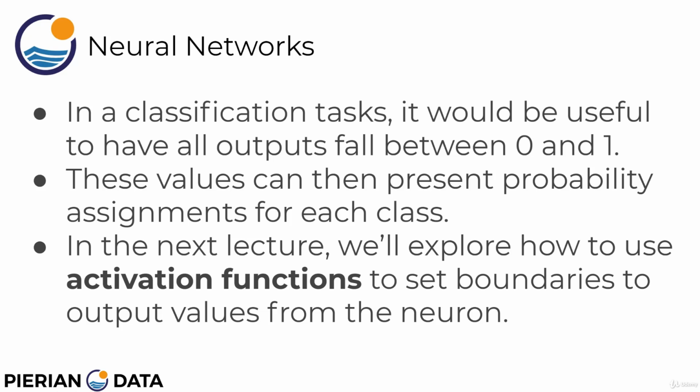So you should already start thinking: what kind of functions can we apply to those inputs times the weights plus the bias in order to put upper and lower limits on what the neuron will actually spit out? And that's where activation functions come into play.